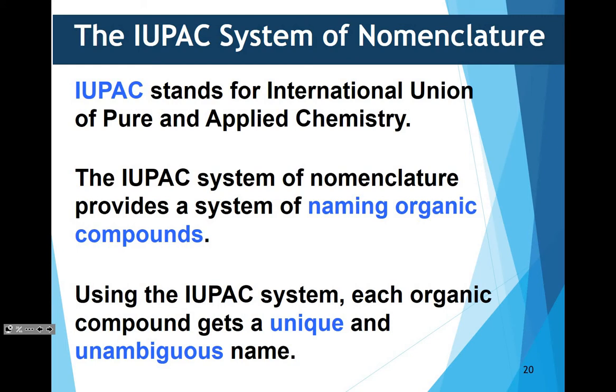Okay, we've got IUPAC. IUPAC is the same thing that we were using with the inorganic chemistry, but they also have organic chemistry where they name compounds. Each compound gets a specific name that's unique and unambiguous. So unambiguous meaning anybody could draw the structure from it. Okay? Unique and unambiguous.